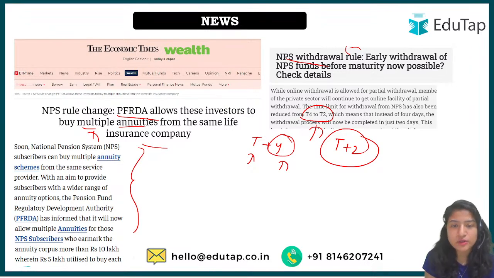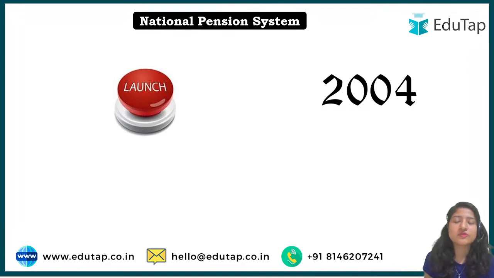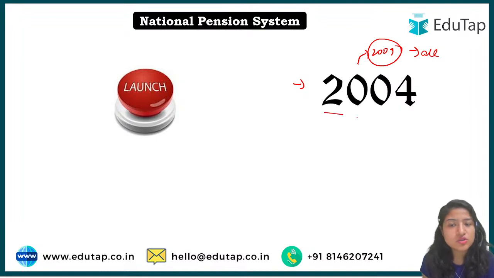Okay, so we are going to look at them, but before that, let's start with the basics. Let's understand the basic dimensions. So the launch year of this particular scheme is 2004. See, when this scheme was launched in 2004, at that time it was just for the government employees. But then, I'm sorry, in 2009 it was opened for all citizens. So the scheme was launched in 2004, but at that time only for government employees.